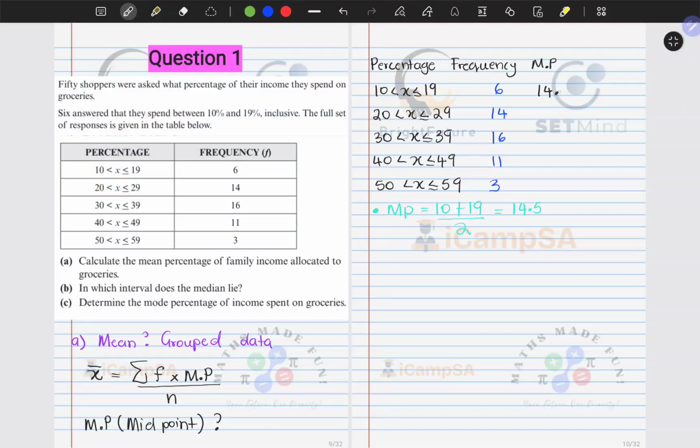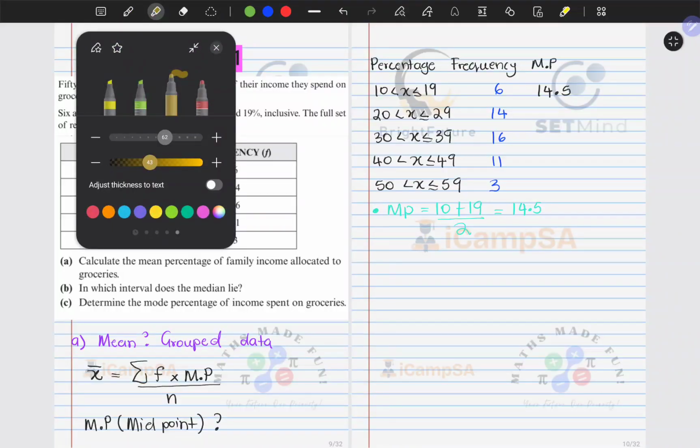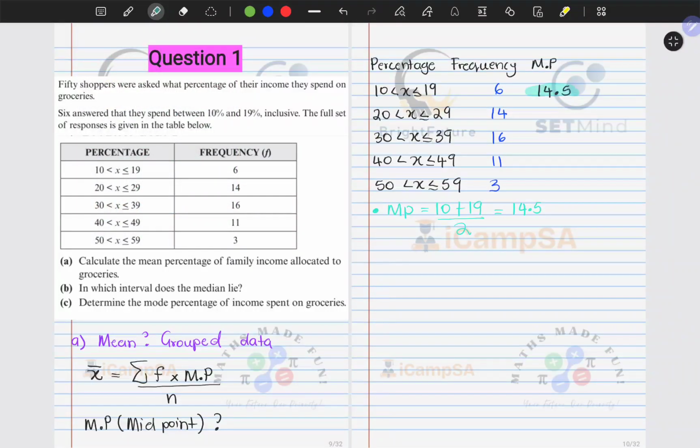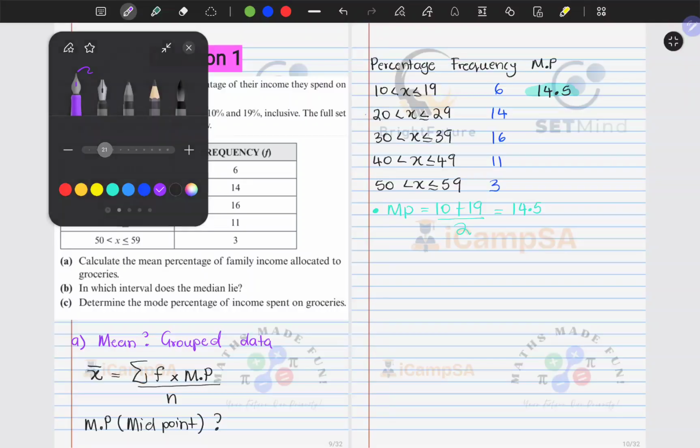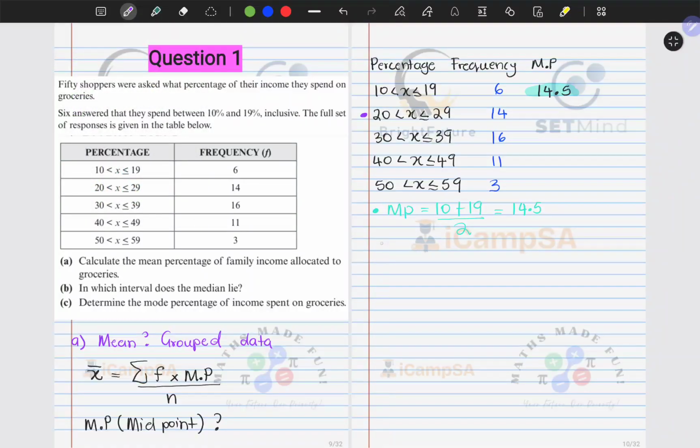Okay, so what we can do is we can go and put 14.5. So that is how you solve for that. Okay, and then we can go to the next one where we look at that. So you'll see that your midpoint is simply 20 plus 29 divided by 2. So let's see, 20 plus 29 divided by 2. What you end up getting is 24.5. Okay, then you come here, 24.5.